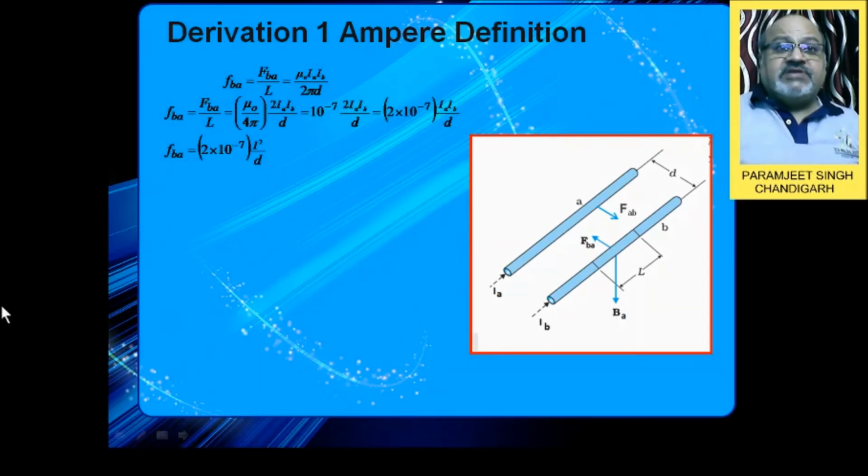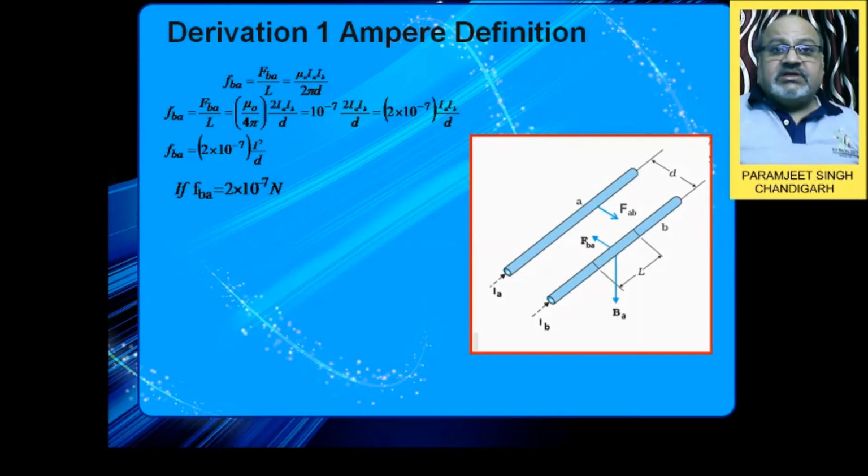See, I have multiplied numerator and denominator by 2. So this will become 4 pi. I have separated mu naught by 4 pi because its value is 10 raised to power minus 7. Now this portion is 2 IAIB divided by d. Again I have clubbed 2 into 10 raised to power minus 7 and separated IAIB by d. Now here I put the condition that both the conductors, long straight conductors, have equal current, that is I. So IA into IB will become I square divided by d.